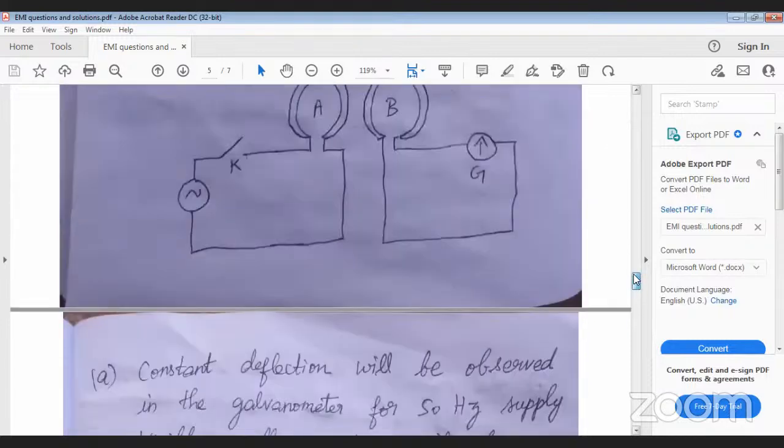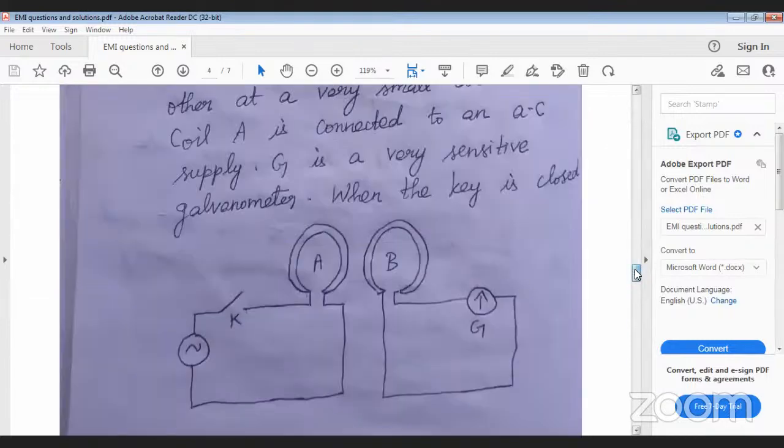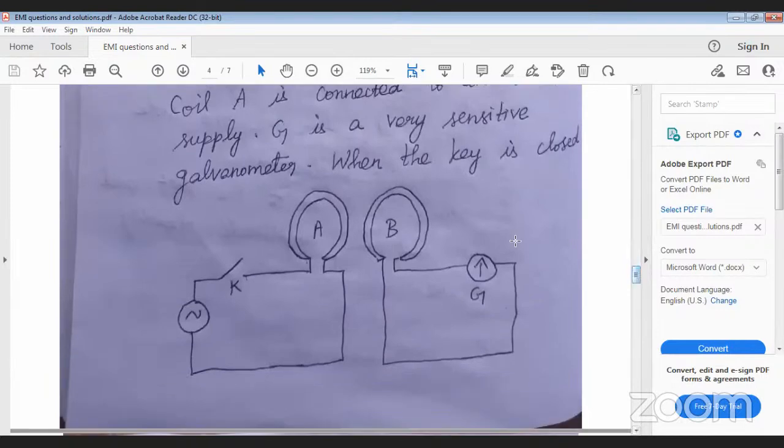Why am I saying this? Because in the question they have mentioned that G is a very sensitive galvanometer. A sensitive galvanometer means even for a slight change of current flowing through the coil A, you will have a change in magnetic flux with the coil B, and even that minute change in magnetic flux will lead to an induced current. Even if the induced current is very, very small, the galvanometer will show deflection because it is a very sensitive galvanometer.